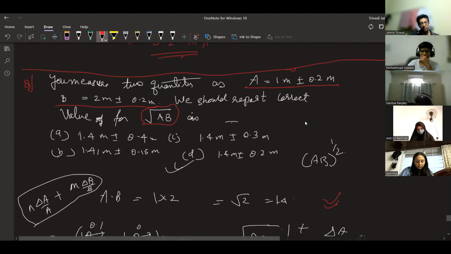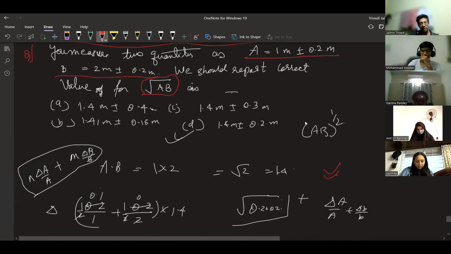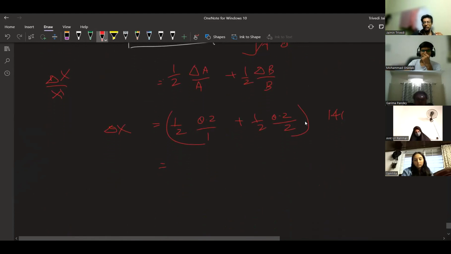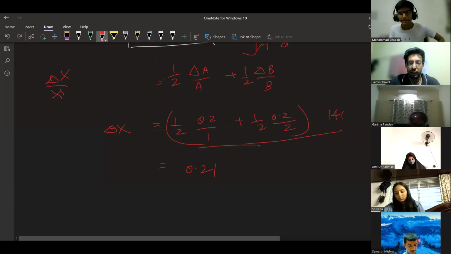What's the value here? 0.2 by 1 and 0.2 by 2. 0.2 by 1 plus 1 by 2, 0.2 by 2. So delta x into x. We'll just substitute the x value, which is 1.41. If we solve this one, we'll get 0.2 with this one, 2-1 something.